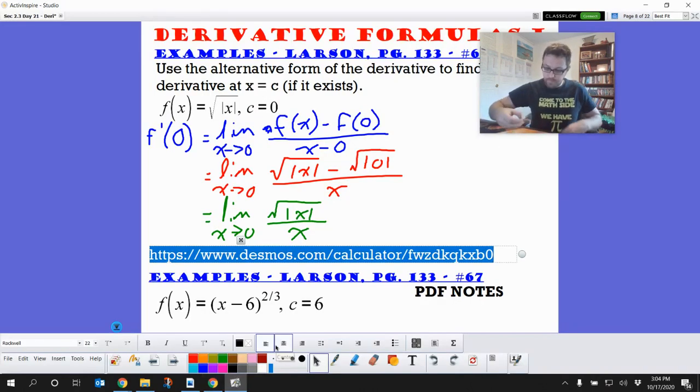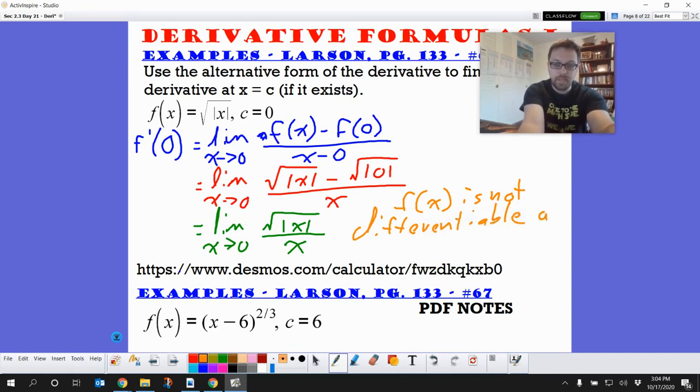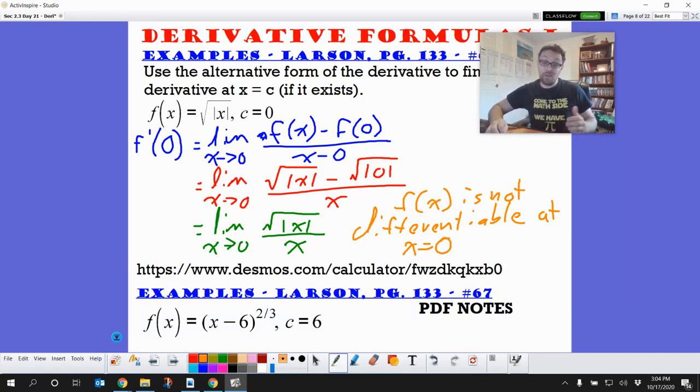So let's go back. I'm going to write that down. f of x is not differentiable at x equals 0. Bummer. Oh well. If you wanted to see another example of when this breaks down, go ahead and check out these PDF notes.